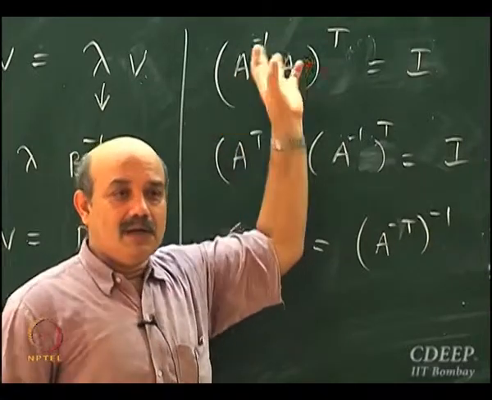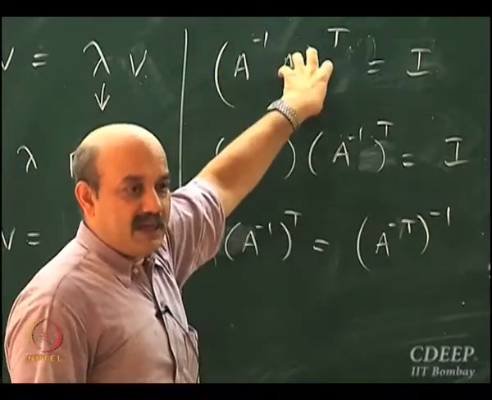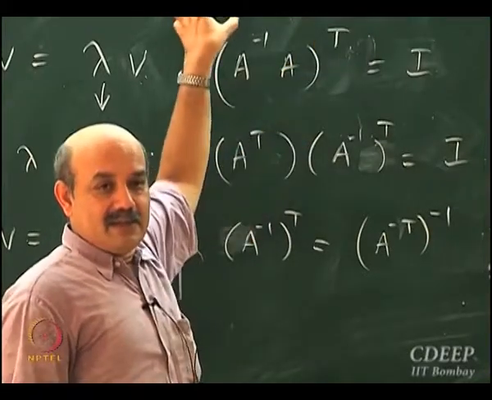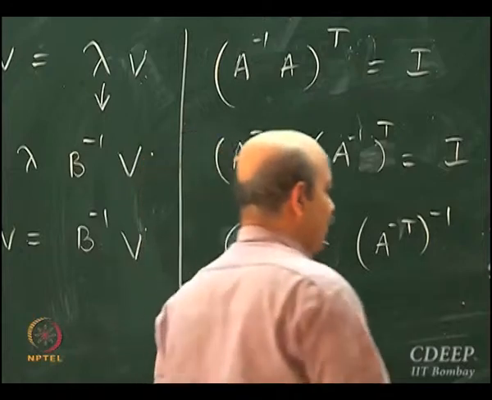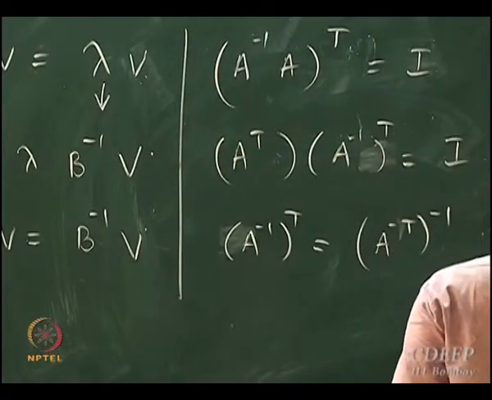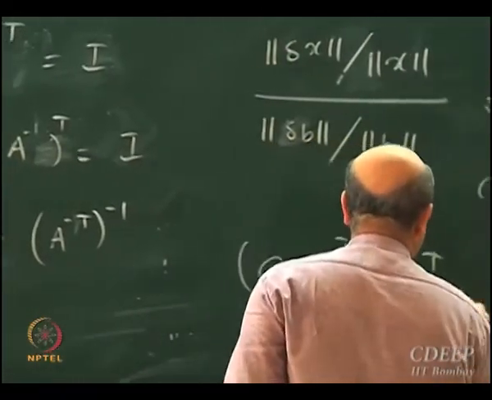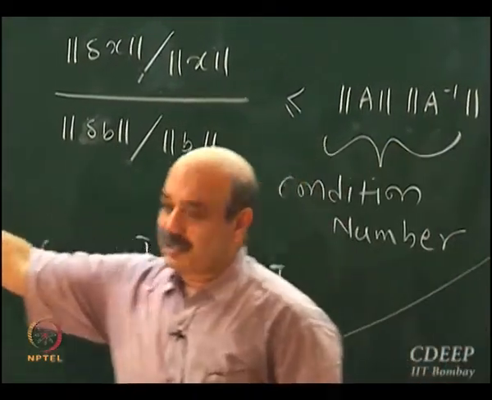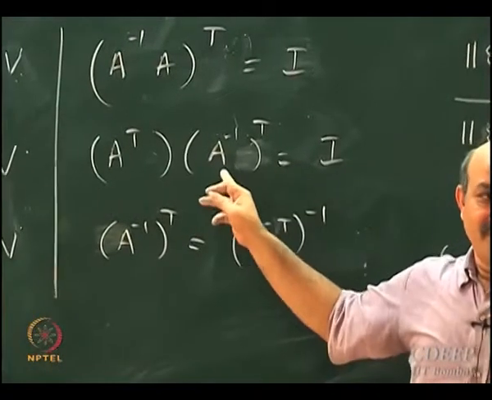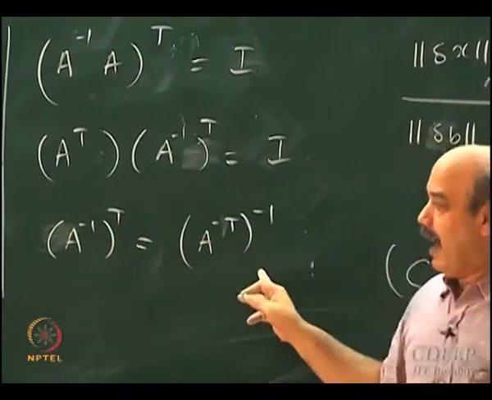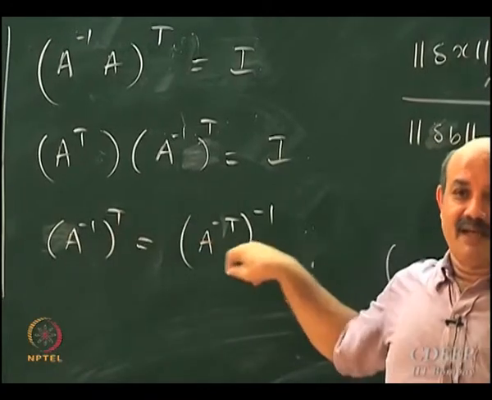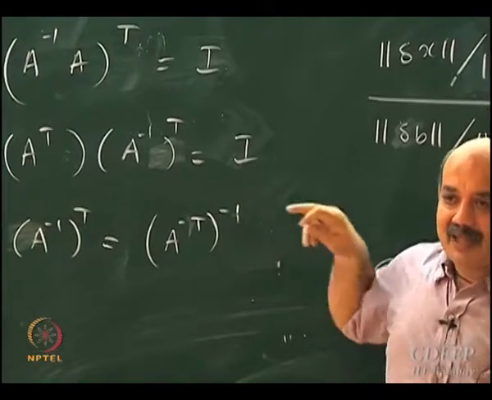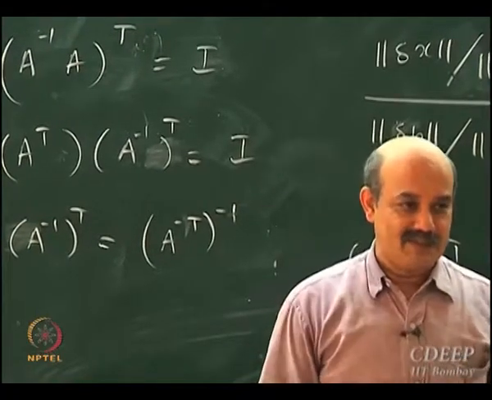if you multiply two matrices and take their transpose, you know this rule: CD transpose is equal to D transpose C transpose. So I am just using that here. Okay, and so A inverse transpose is same as A transpose inverse.